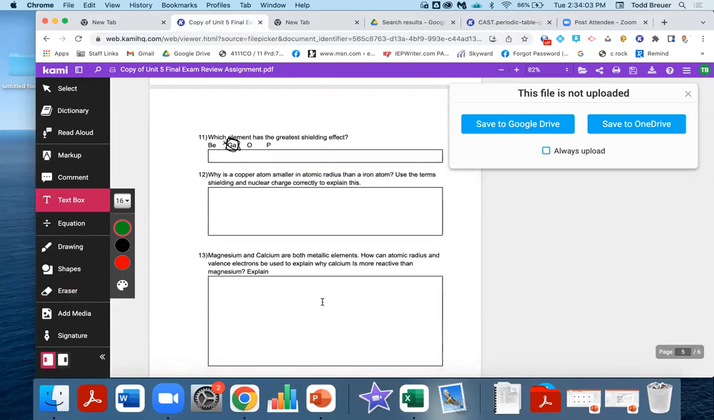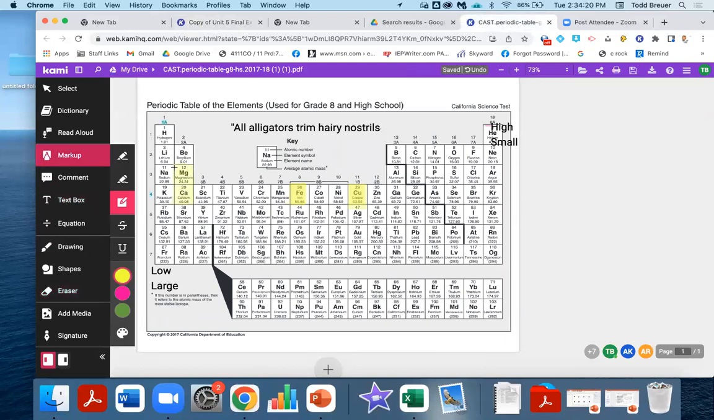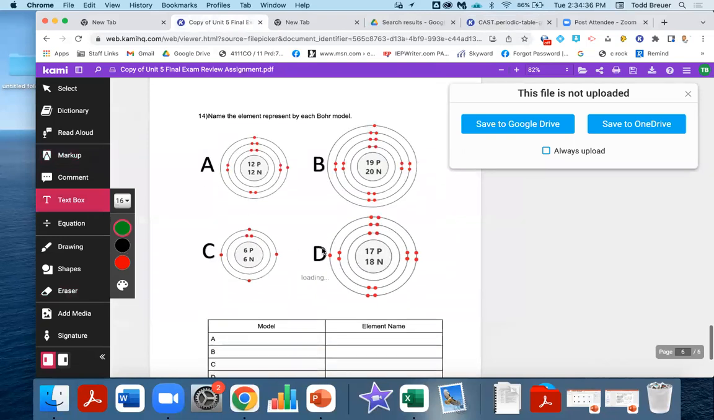So for magnesium and calcium in number 13, how can the atomic radius be used to describe why calcium is more reactive? Well, let's compare calcium and magnesium. They each have 2 valence electrons. They're each in group 2A. However, magnesium is a smaller atom. So magnesium attracts those valence electrons with greater attractive force, making calcium more reactive. So that's how we use atomic size to explain that.